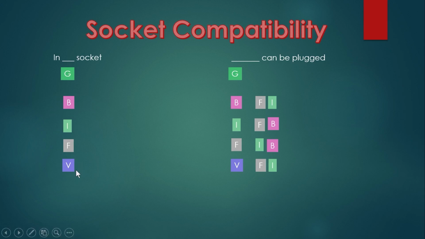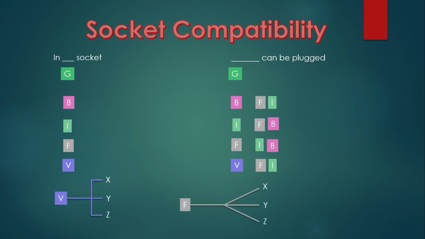Here we have vector. In the vector, we can connect vector, float and integer. Vector has 3 values: x, y and z. But when we connect a float to the vector, the same value is used for all of them. And the same thing is with boolean. If you connect a boolean to a vector socket, then the same value of the boolean will be used in all of them.